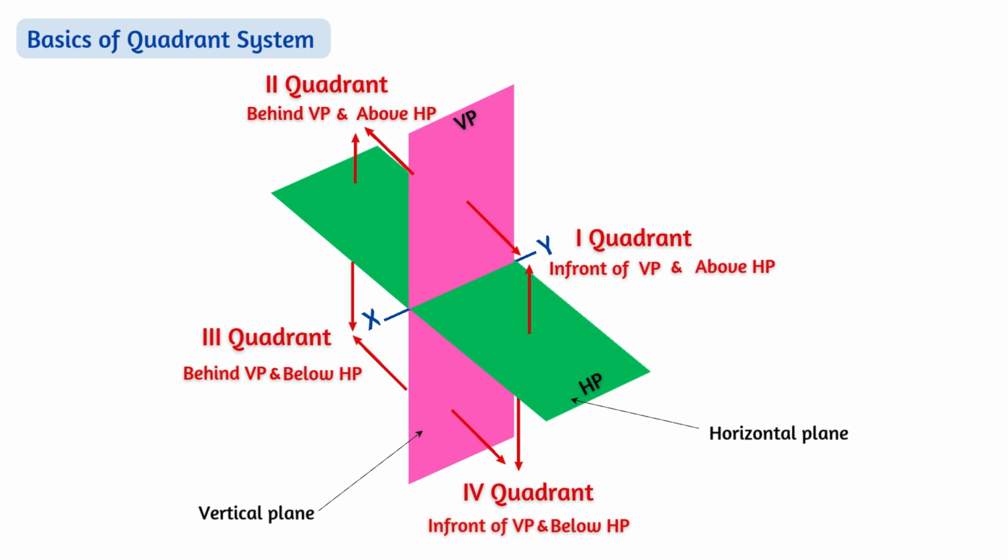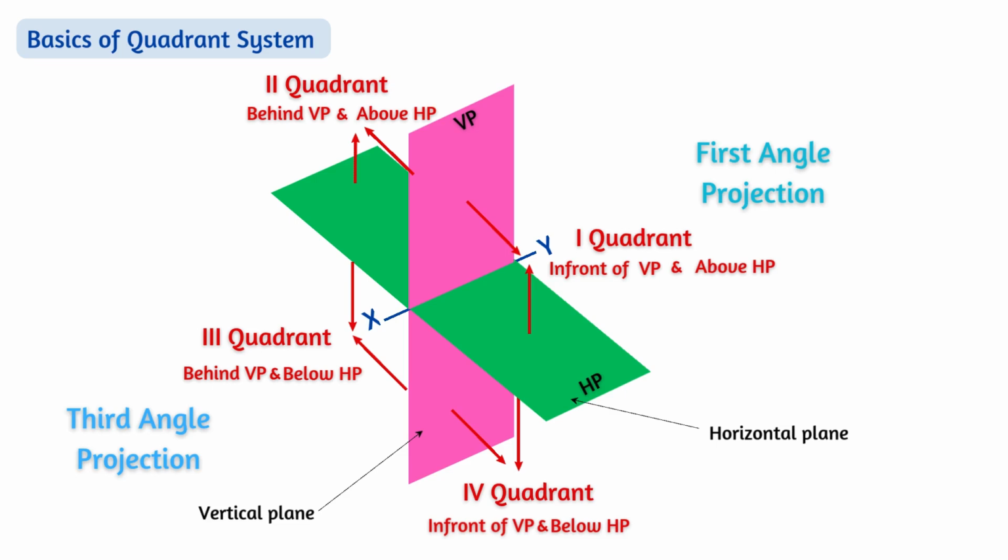Next, we will see the basics of angle of projections. If we draw the projection of points, planes and solids located in the first quadrant, it is called as a first angle projection. If we draw the projections of points, planes and solids located in the third quadrant, it is called as a third angle projection. In first and the third angle projections, the front view will be projected into the vertical plane VP. The top view will be projected into the horizontal plane HP.